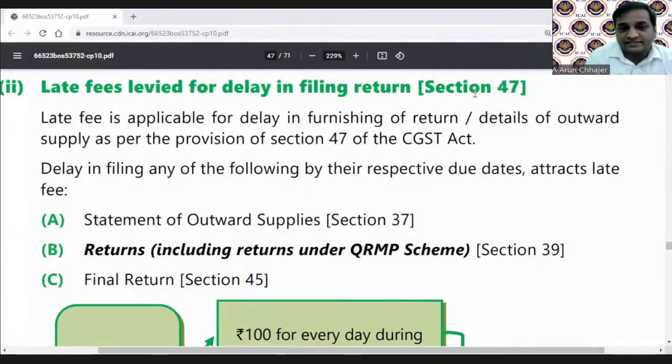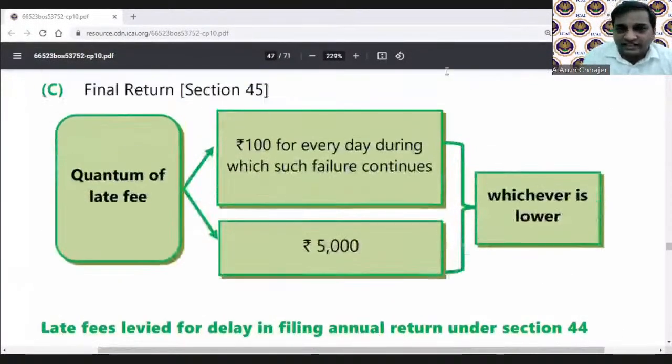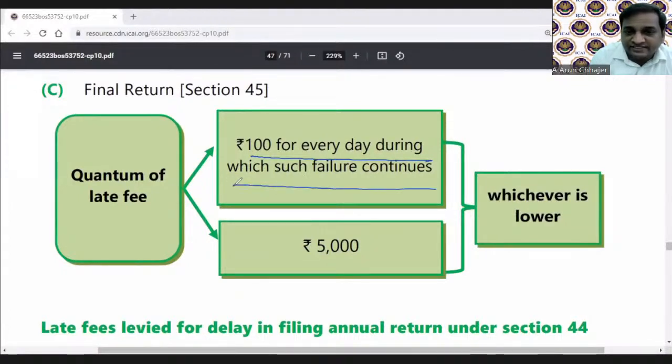What is the late fee? We are discussing what the late fee is. 100 rupees for every day during which such failure continues, or 5,000, whichever is lower.